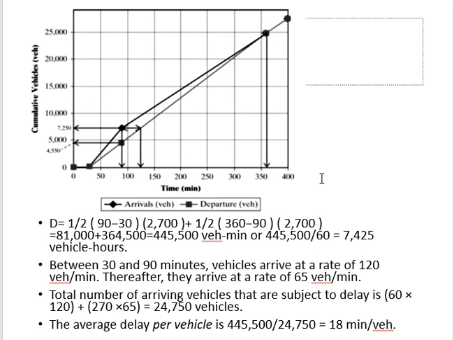Okay, now look at the area under the departure line. Departure line, this one, the bottom. It looks like a triangle. Do we know how to calculate the area of a triangle? Sure. Now this is for everybody. You know how to calculate the area of a triangle. It's equal to half base into height.